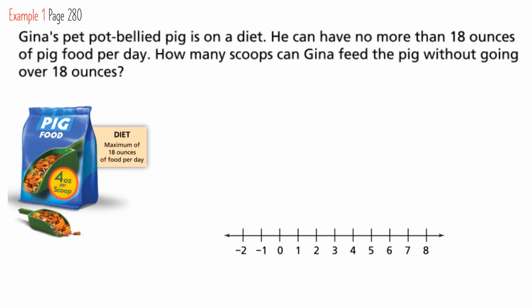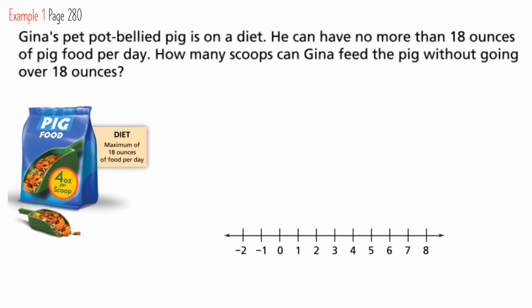So first, example 1 is on page 280 if you're in your textbook, if you want to follow along there. And I also have assigned it on Pearson Realize if you'd like to watch that animation. It says, Gina's pet potbelly pig is on a diet. Aw, he's a fat little pig, poor guy. He can have no more than 18 ounces of pig food per day. How many scoops can Gina feed the pig without going over 18 ounces?